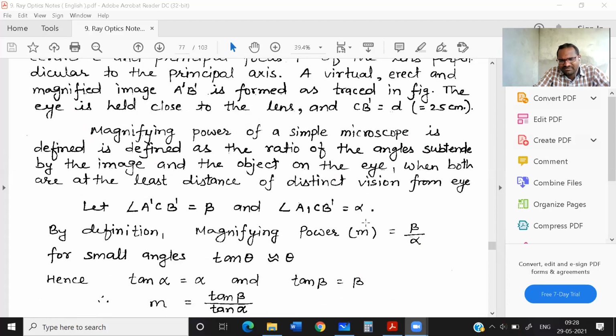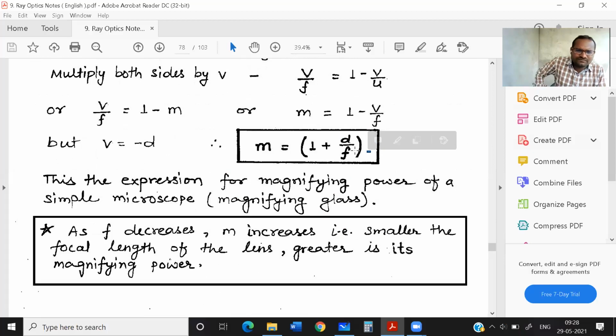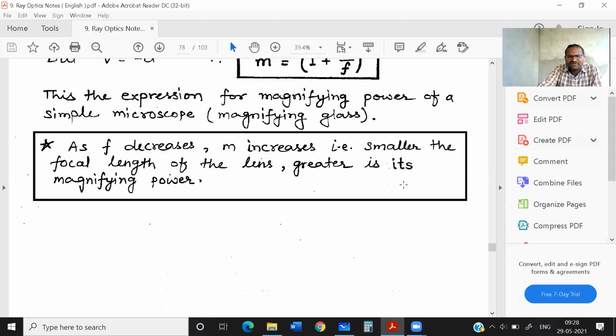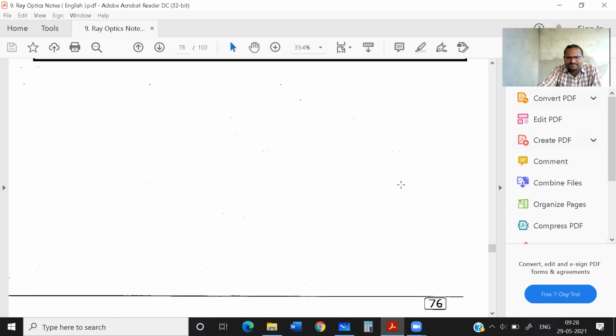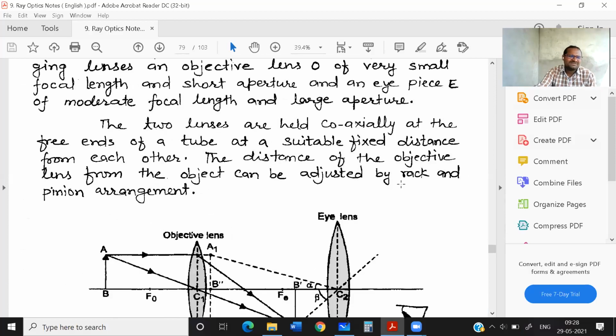Magnification formula I have explained you clearly. When image is formed at the least distance of distinct vision, magnification is 1 plus D by f. D is the least distance of distinct vision. Okay, clear? And when image forms at infinity, magnification formula will be D by f. Just remember that.